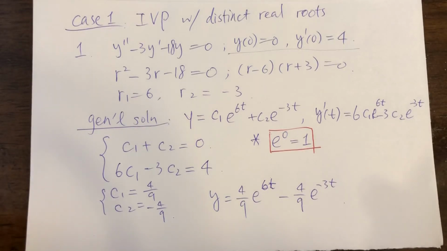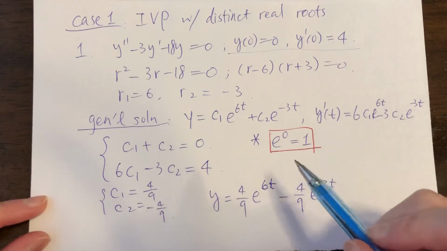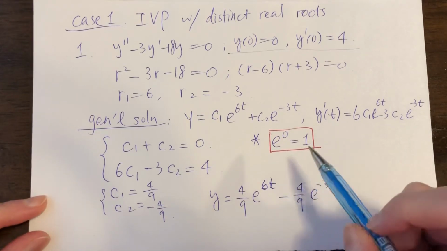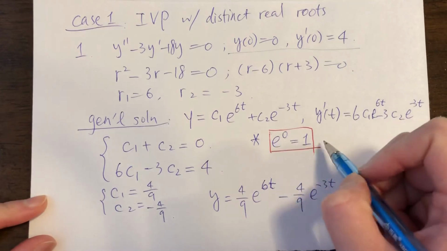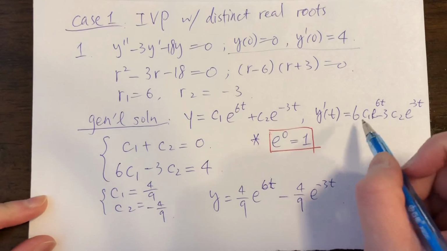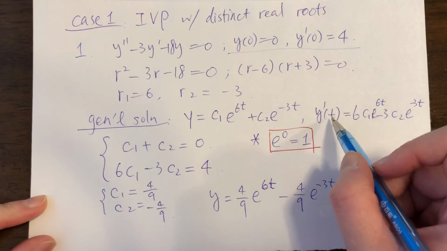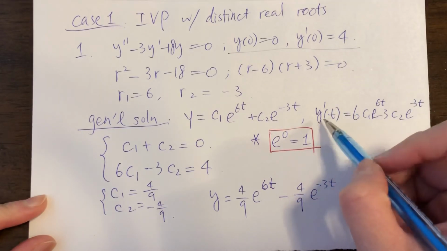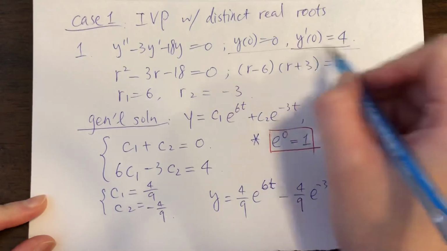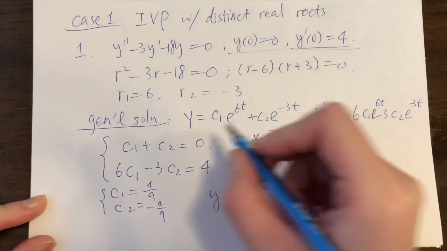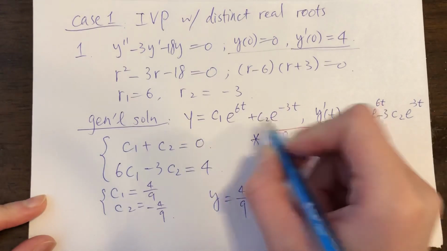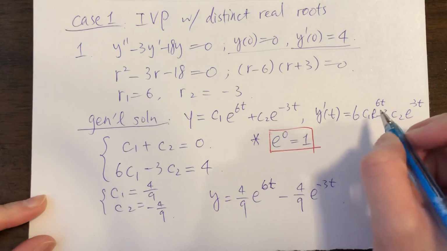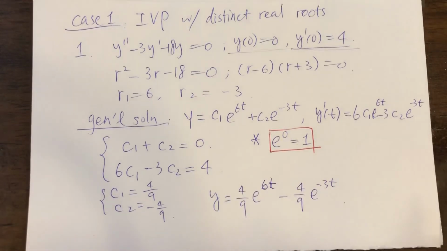Okay, so I think the only place where people tend to make mistakes is this thing, e to the 0 is 1. And then you need to know how to use the second condition, which is you need to take the derivative of the general solution, and then plug in t equals 0. That's how you get the second equation. Okay.